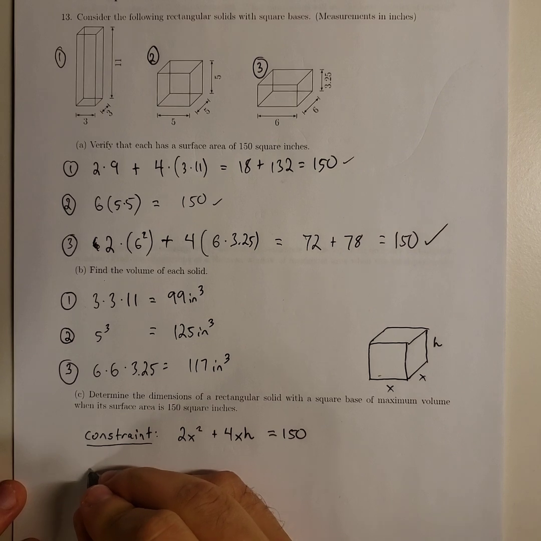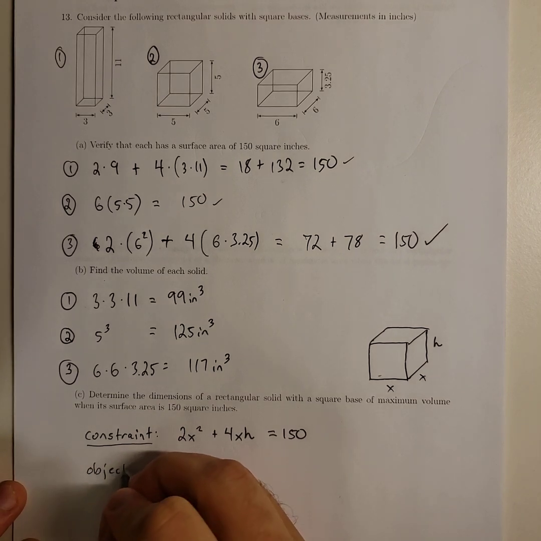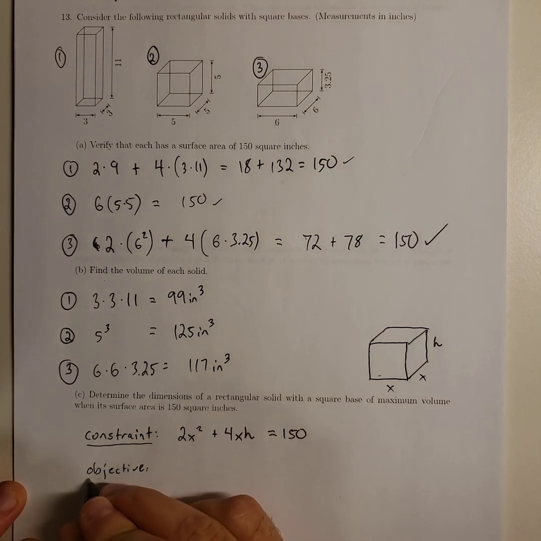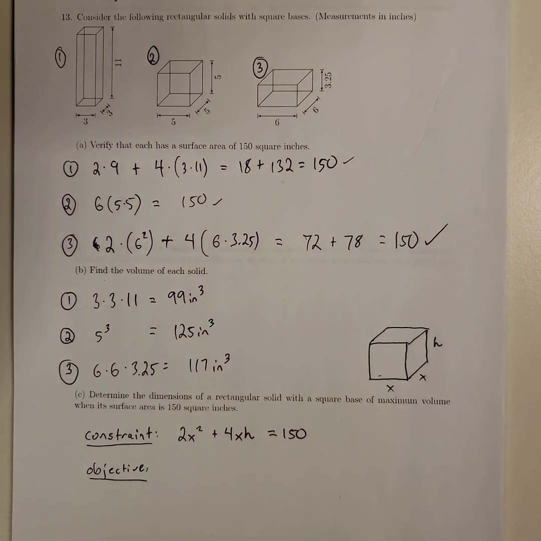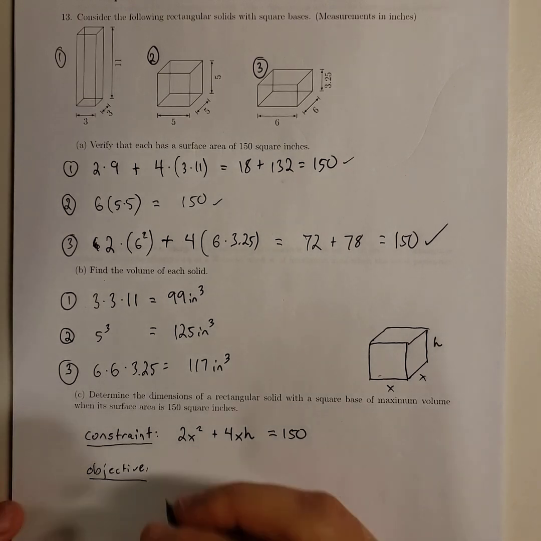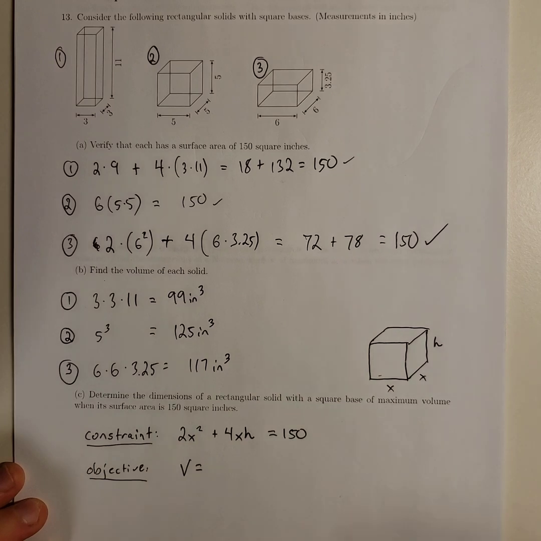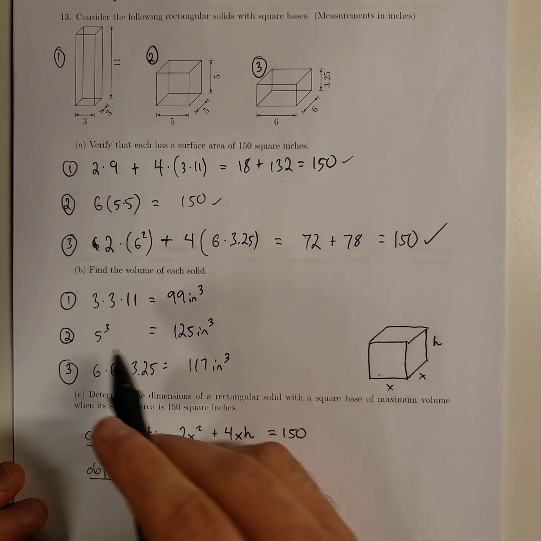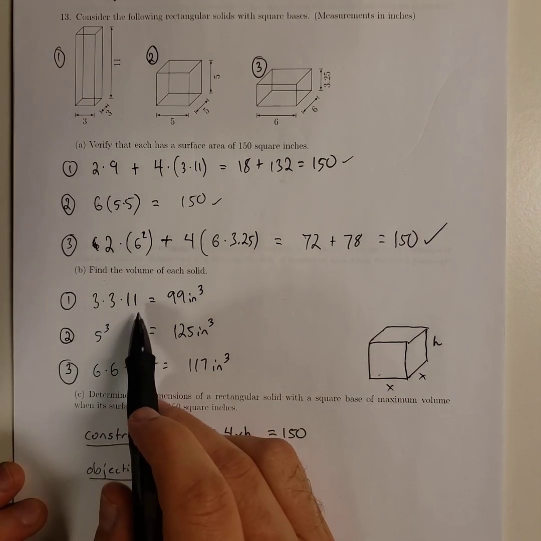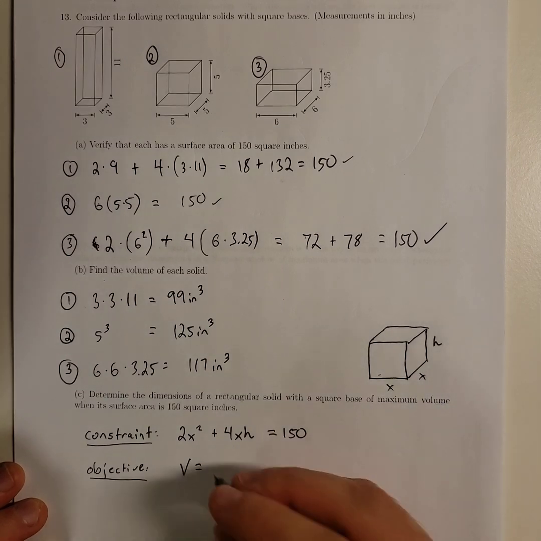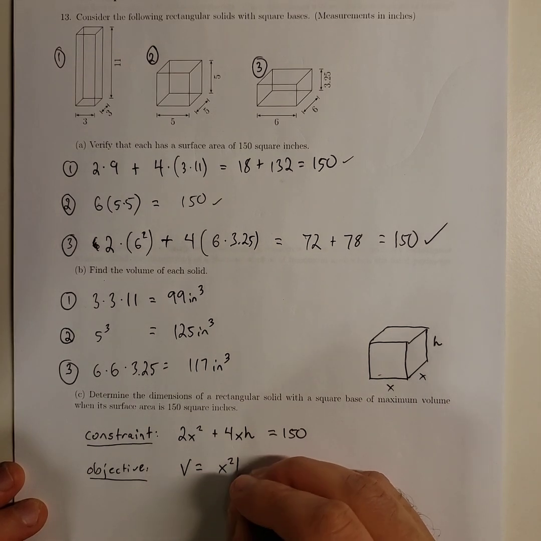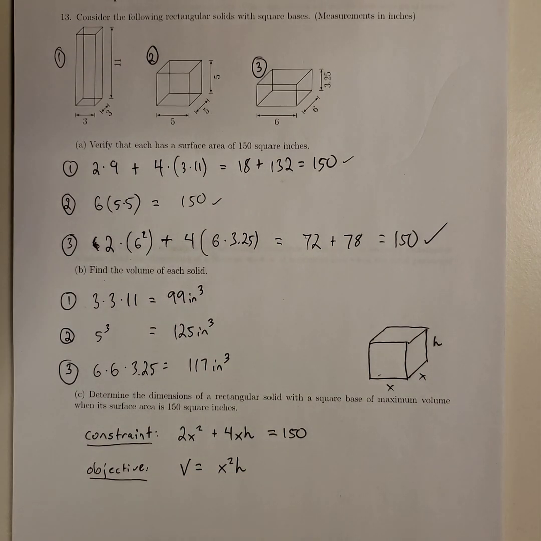Next, we want to come up with what's called the objective equation. So objective is what we're trying to optimize. So either minimize or maximize. In this case, we want to maximize its volume. So the objective is just what's the formula for its volume. So the volume of this would be, we notice in each of these cases, 3 times 3 times 11, or x times x times h. So that's x squared times h. So that's our objective equation.